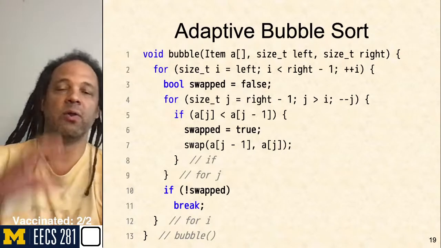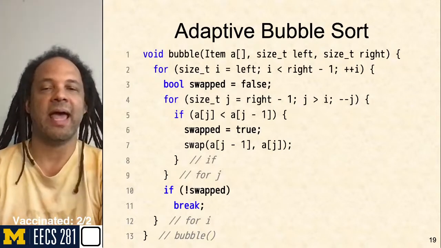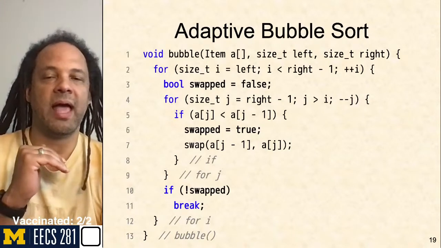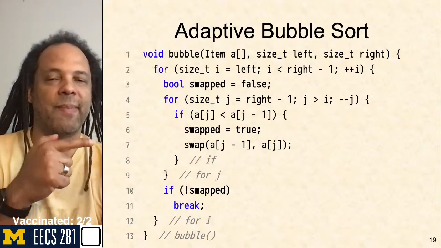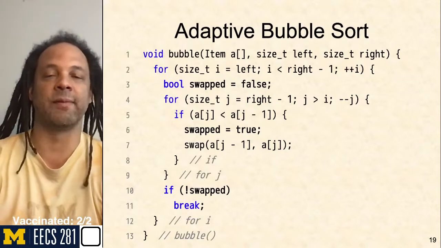The outer loop does all of the items. The inner loop says I'm going to do this pass. And so if I say I haven't done any swaps and then start an inner loop, anytime I do a swap, I mark a swap as true. So noting that I have swapped something.